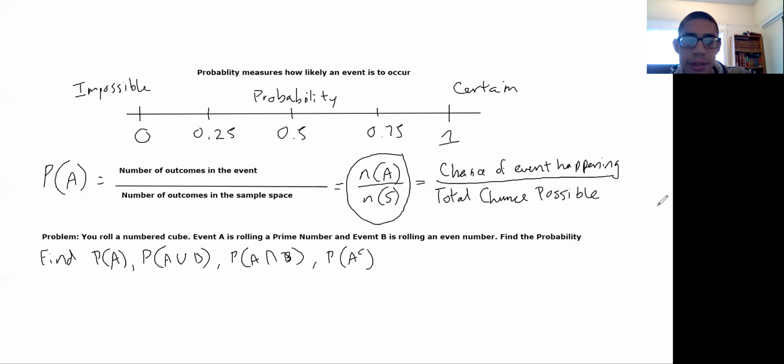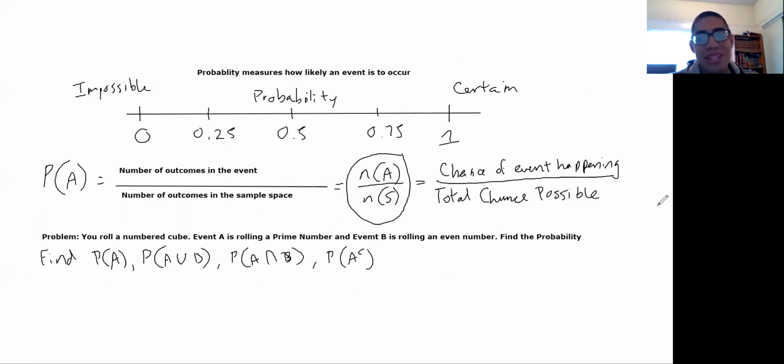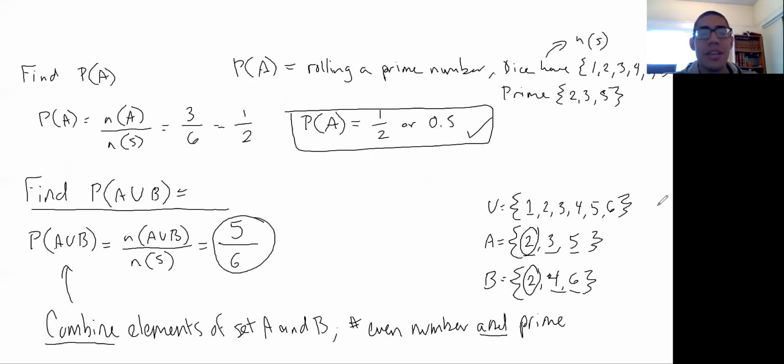So if you notice, you're going to have these 4 things to look at. Find P of A, P of event A union with event B, probability of event A intersecting with event B, probability of event A's complement, right? Now, if you notice, those are things from this chart. That's the notation. I want you to find the actual numbers. Okay, here's how you do the problems. All that was to do this.